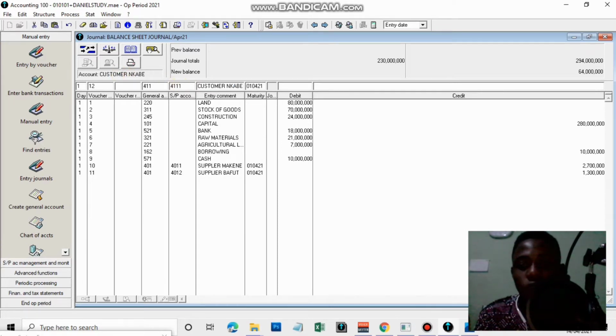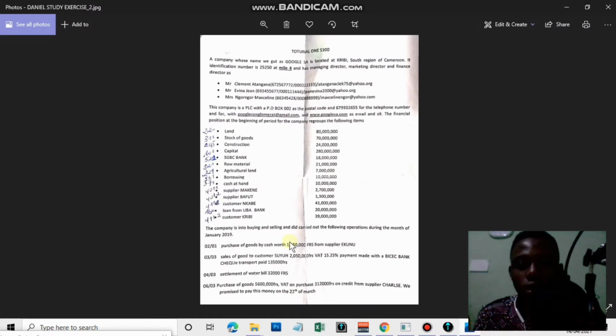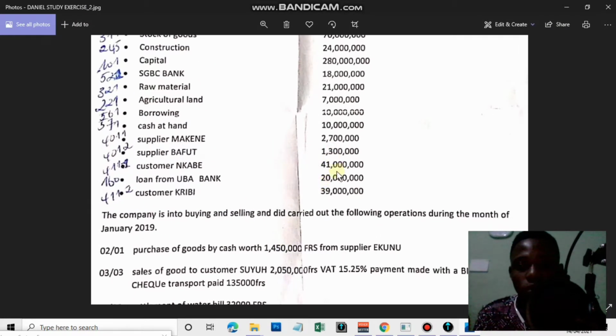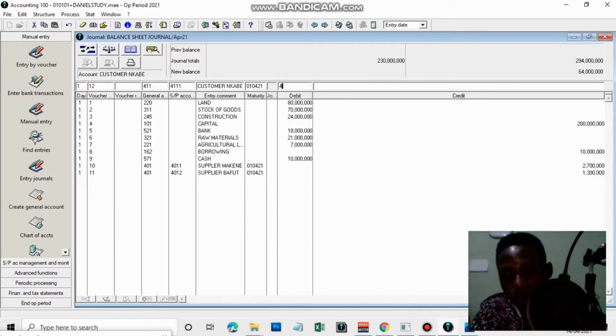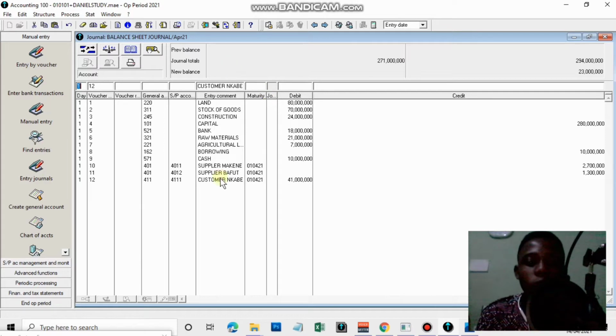Then with this amount, this is a customer, what the business is owed. So we're going to debit the amount. We're going to put here 41 million. That's the very way I'm going to record all the other customers and suppliers if they appear after this one. So let's just continue.